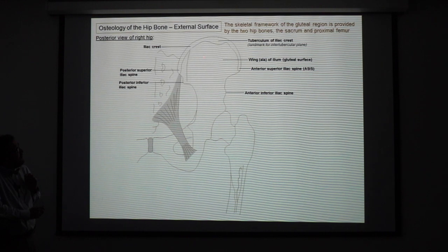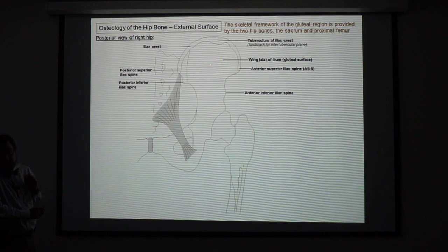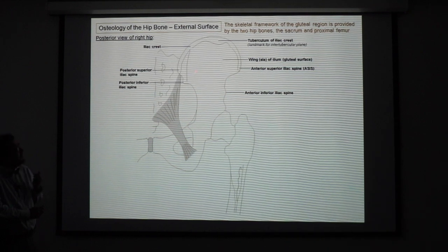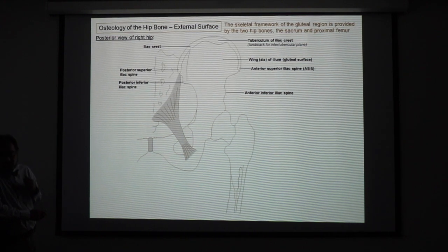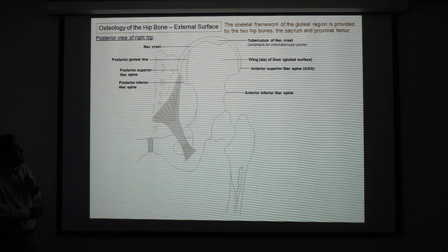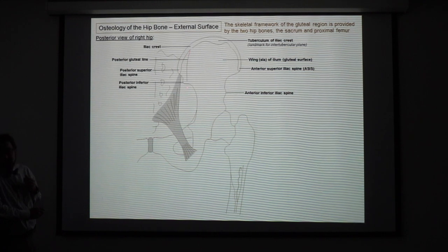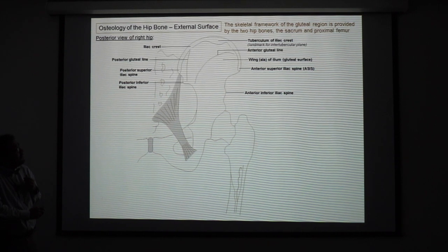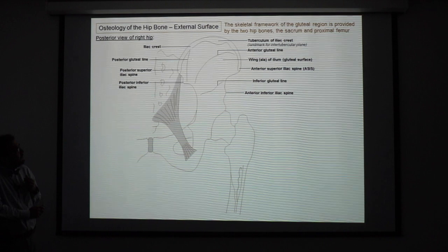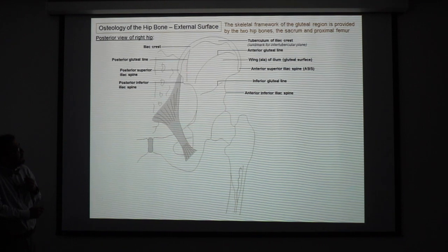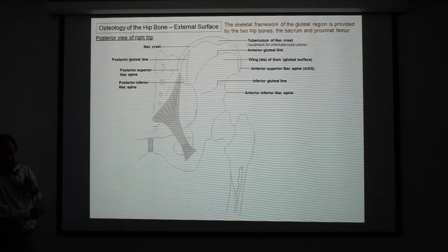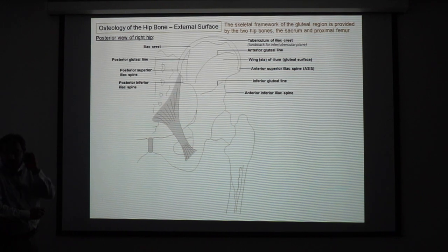The posterior surface of the ilium is also called the gluteal surface. There are three lines, and these lines are called gluteal lines. So the first one which you are seeing here near the posterior part is called the posterior gluteal line. Then you have this line which is called the anterior gluteal line, and finally the third one is called the inferior gluteal line. So you have the posterior gluteal line, the anterior gluteal line, and the inferior gluteal line on the gluteal surface of the ilium.